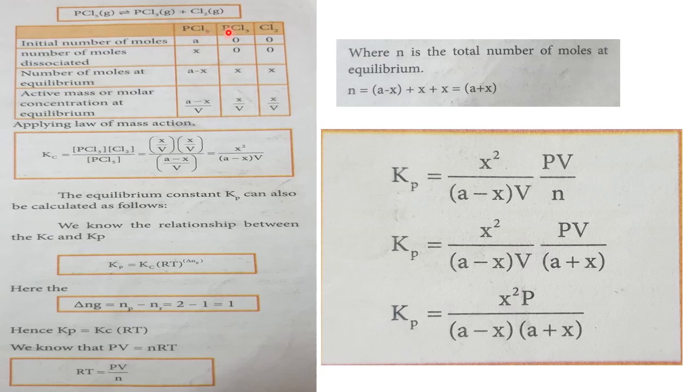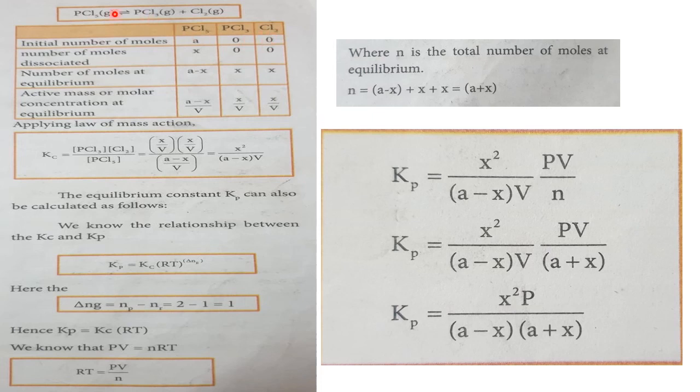First you write the reactants and products in a column: PCl5, PCl3, Cl2. Whatever pattern is in the given equation, you write the same here. Put the columns in the same pattern as in the equation. If you put PCl5 first, then PCl3, then Cl2 in a different order, the answer will come out wrong.